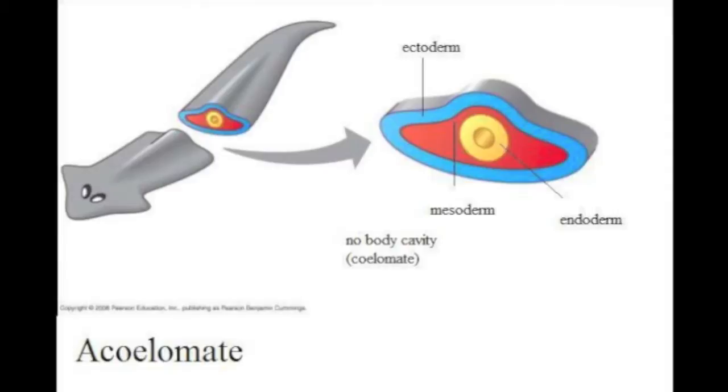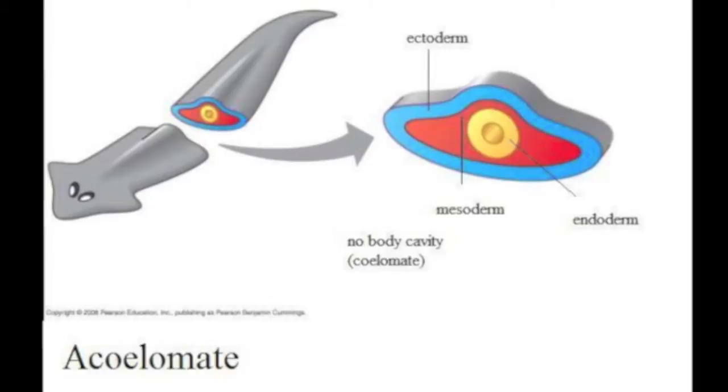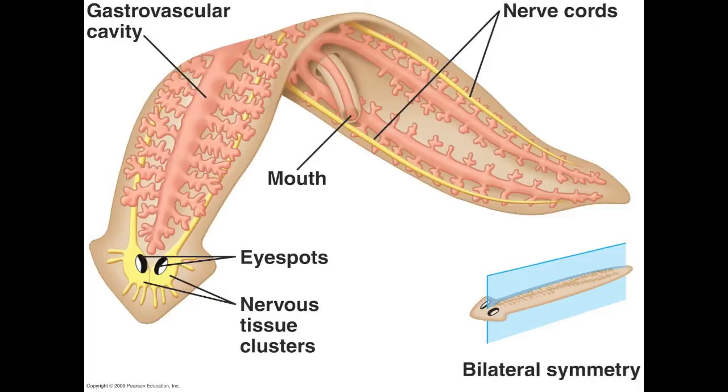Platyhelminthes, or flatworms, are unsegmented, bilaterally symmetrical worms that lack a coelom but do have three germ layers. Flatworms have no body cavity other than the gut and lack an anus. The same pharyngeal opening both takes in food and expels waste.